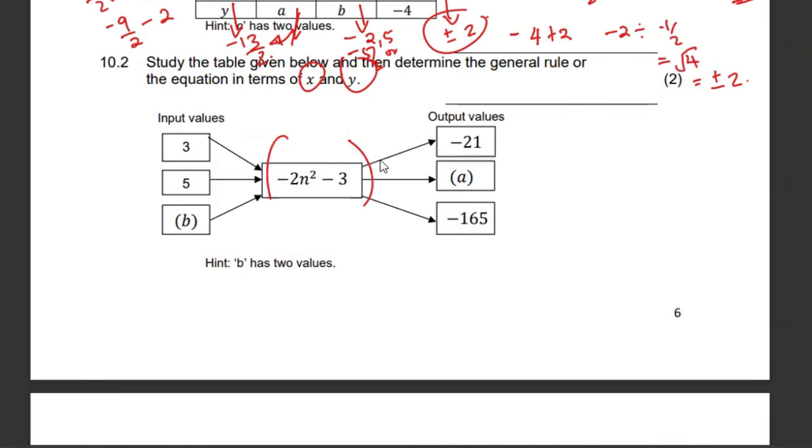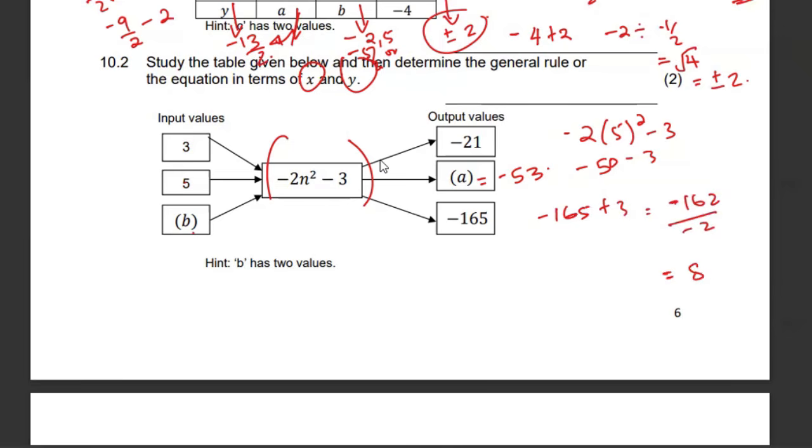Okay, let's find the unknowns, maybe. So it's going to be negative 2 times 5 squared minus 3. So that's going to be a 25, which is a negative 50 minus 3. This one becomes a negative 53. And then if we use inverse operation to get b, negative 165 plus 3 gives us a negative 162. You divide this by -2, it's going to give us 81, meaning that n squared is 81, you find the square root. So B is a plus or minus 9.